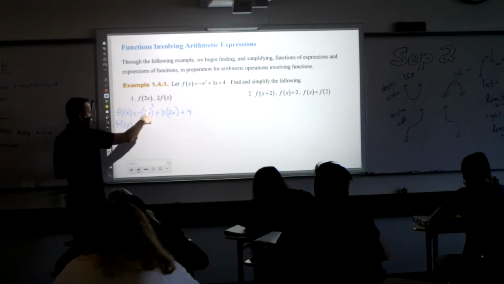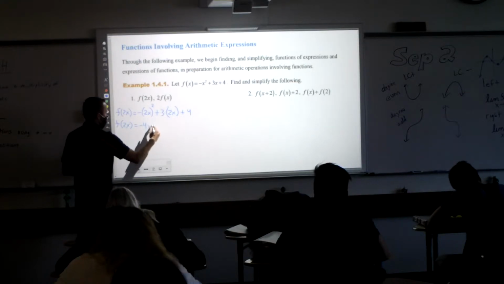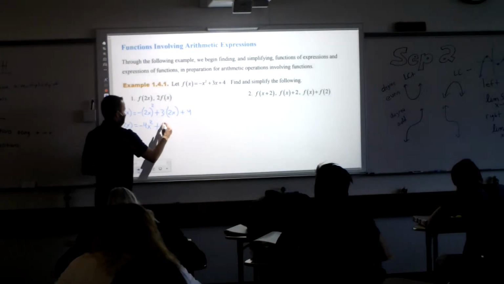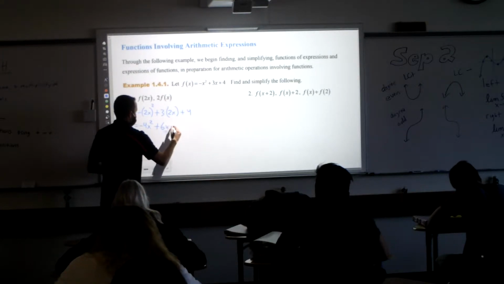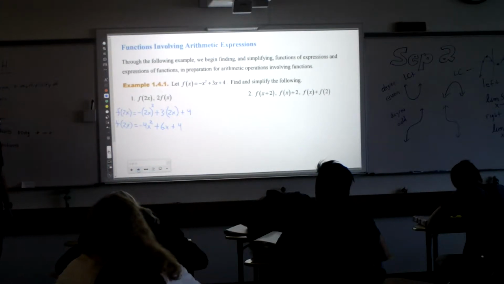2 squared is 4, and then I'm going to times it by negative, so this is negative 4. Remember to also square the x. 3 times 2x is 6x, and then we just have a 4 hanging out. And there we go. That's f of 2x. Does that make sense how you just plugged in a 2x instead of an x?